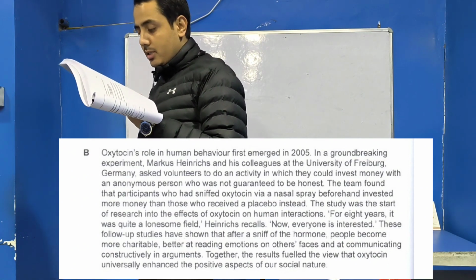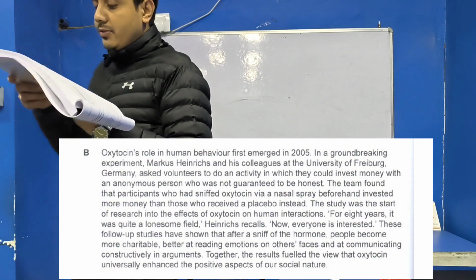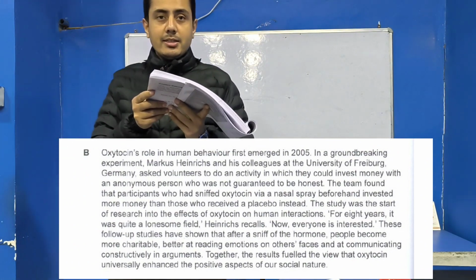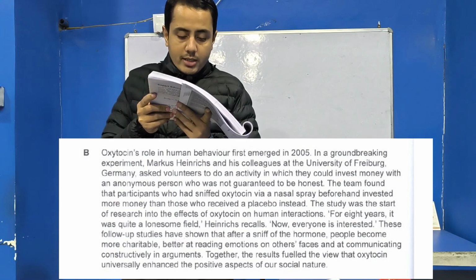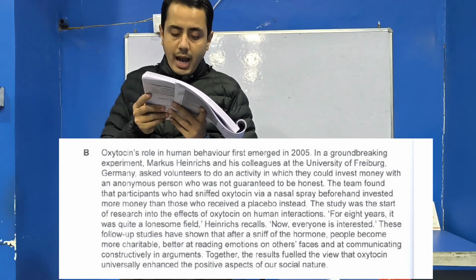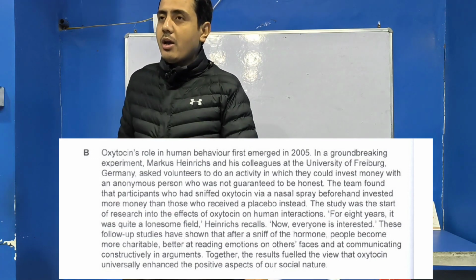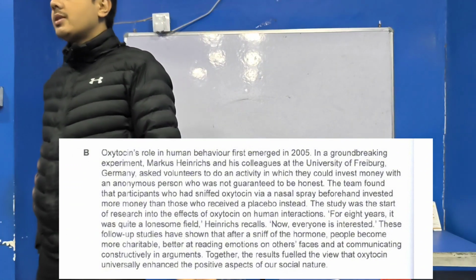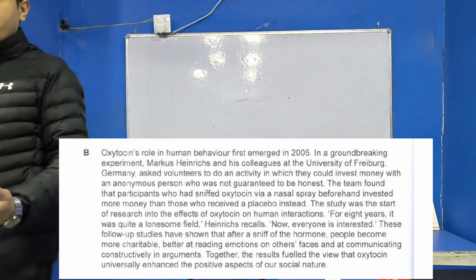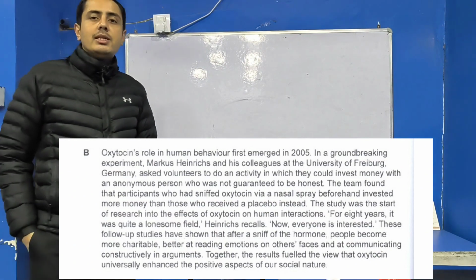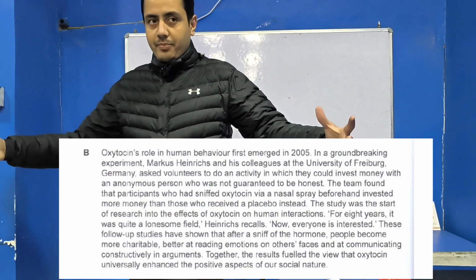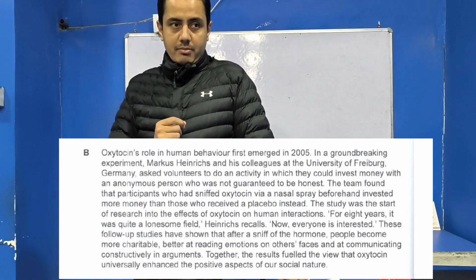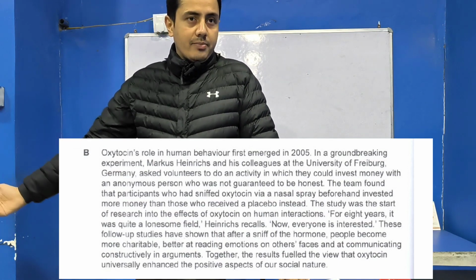Start of a research in toxicology of human. Okay, here it says for 8 years. You see, a time period is given. For 8 years, it was quite a lonesome field, Heinrichs recalls. What does it mean? For 8 years, it was a lonesome field. It means it was a lonely field. This Marcus Heinrichs, who did research on this subject of oxytocin for 8 years, did it alone because other people did not do research in this field.